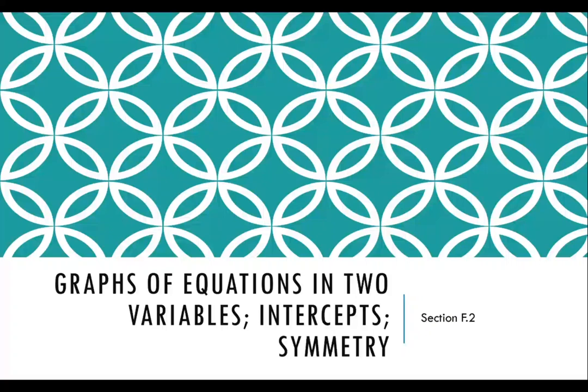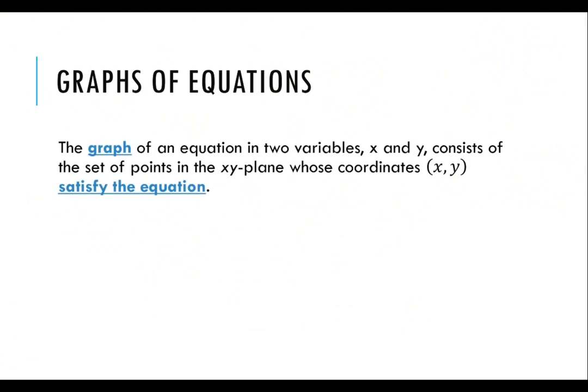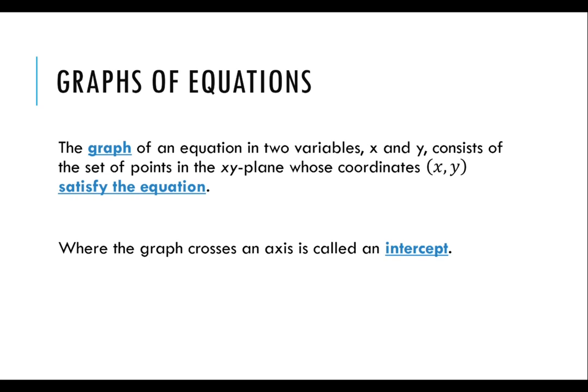Graphs of equations in two variables, intercepts, and symmetry. So, graphs of equations. The graph of an equation in two variables, x and y, which is usually what we use for these variables, consists of the set of points in the xy plane whose coordinates x, y satisfy the equation. Anytime the graph crosses an axis, we're going to call that an intercept.